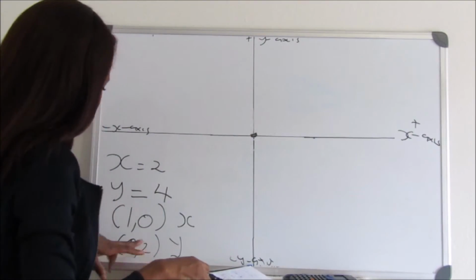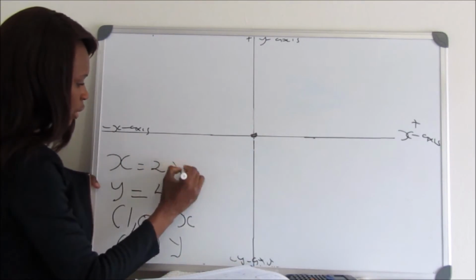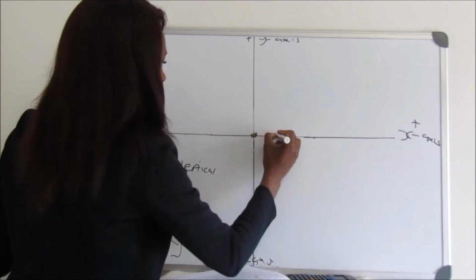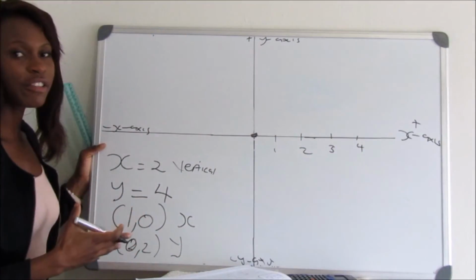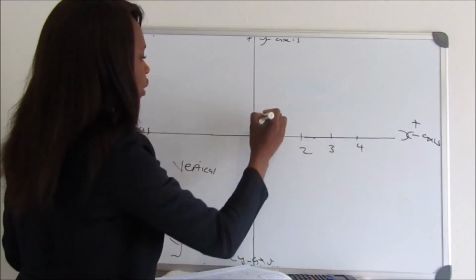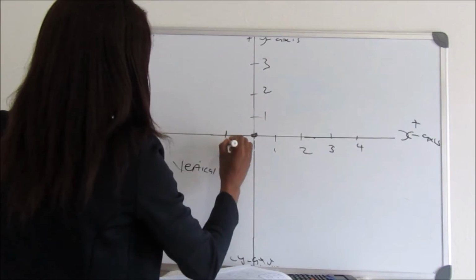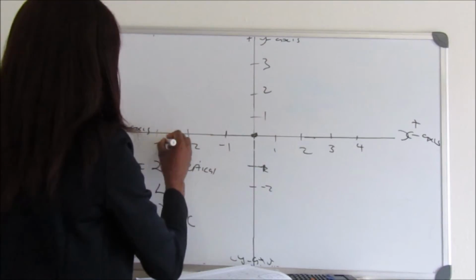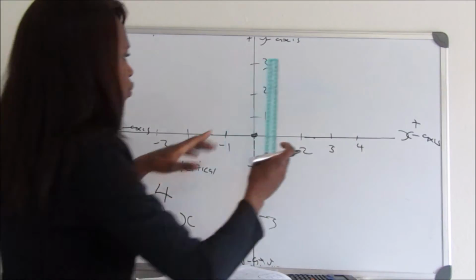To draw our graph, we first draw our asymptotes. x equals 2 is our vertical, and y equals 4 is our horizontal. This is 1, 2, 3, 4. Remember guys, this graph is not drawn to scale, I'm just showing you a rough sketch of how the graph will look. This is 2, 3, then negative 1, negative 2, and negative 3 as well. Our vertical asymptote x equals 2 is here.